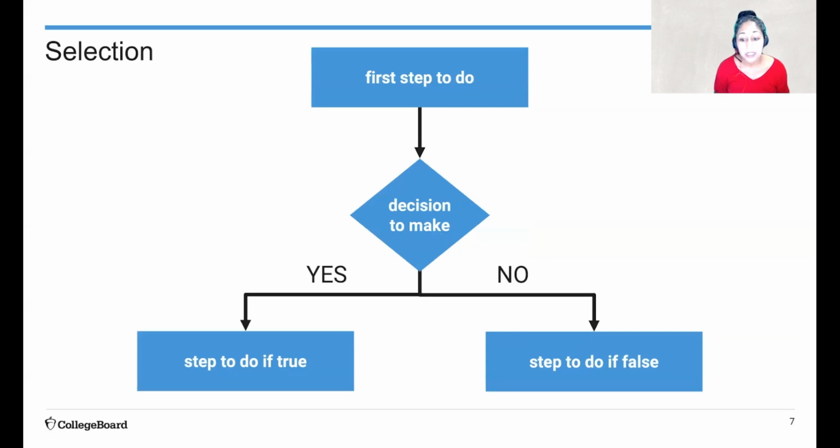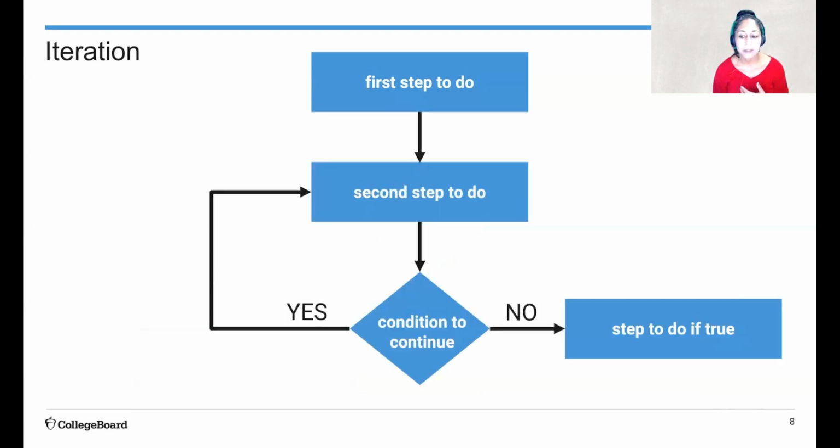When I'm dealing with selection in my algorithms, selection helps me to choose between two different outcomes based on a decision or a condition that I need to make. So, maybe I do this first step, and then, depending on whether it is raining outside, I'm going to take an umbrella. And if it's not, I'm going to leave the umbrella at home. Those selection components are key to algorithms.